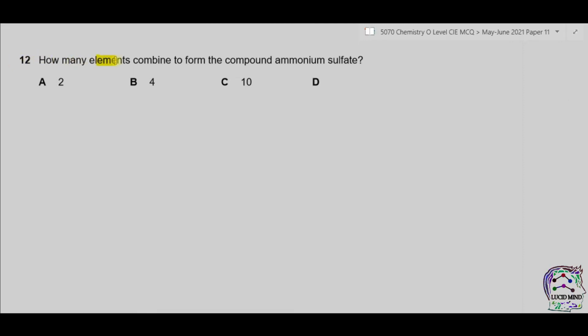Question 12. How many elements combine to form the compound ammonium sulfate? In ammonium sulfate we have ammonium ions. Ammonium is NH4 positive and sulfate is SO4 negative 2. So when forming the formula it will become (NH4)2SO4. So we have nitrogen, hydrogen, sulfur and oxygen. 4 different elements combine to form ammonium sulfate. Correct option is therefore B.